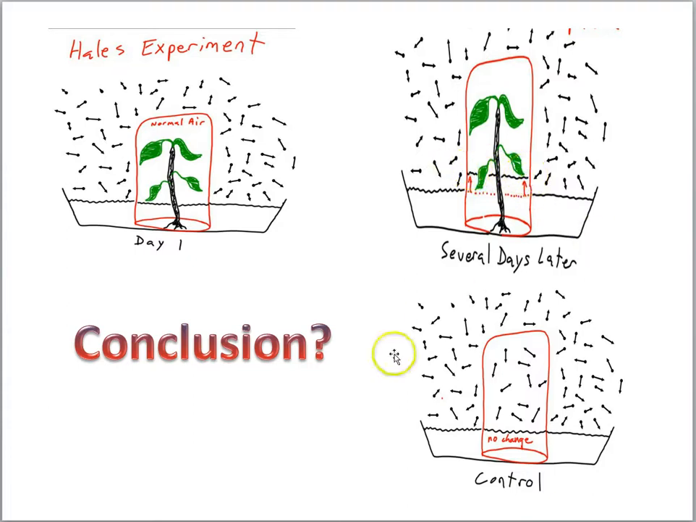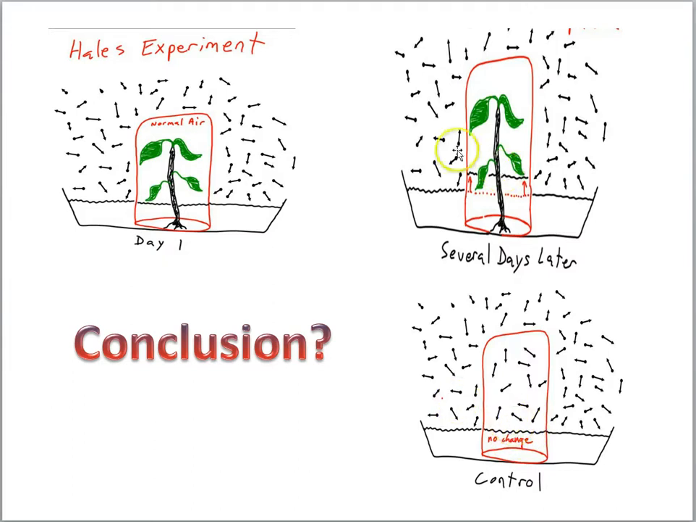Critically, Hales had a control condition. Notice down here in the control condition, there's no plant in the chamber. The air in the chamber was the same as the air pressure outside the chamber on the original day. Now, if the outside air pressure had changed, let's say it increased because the weather was changing, well, the control condition should have also shown a rise in the water level.